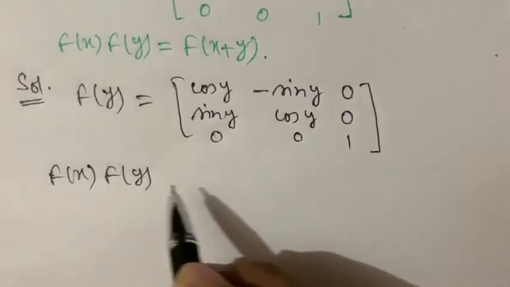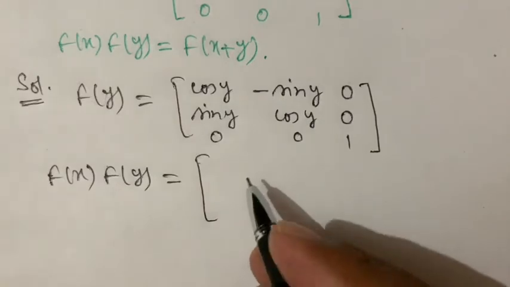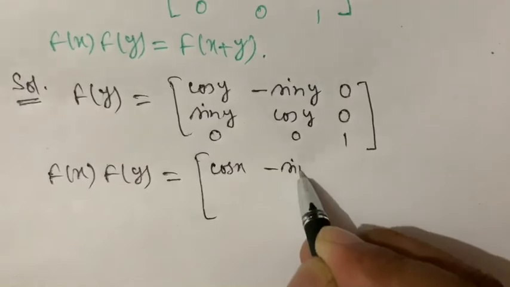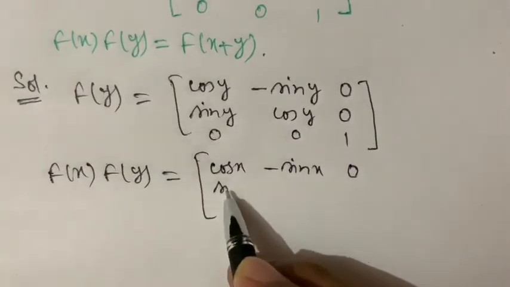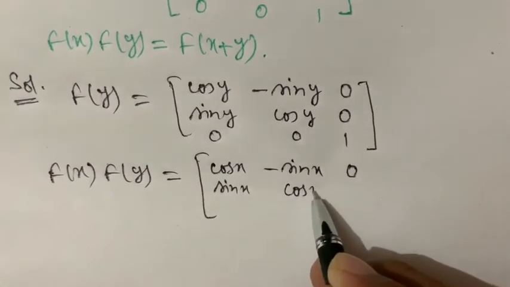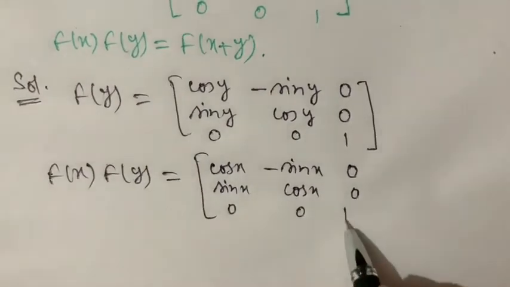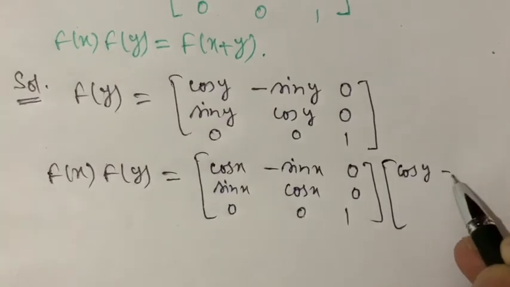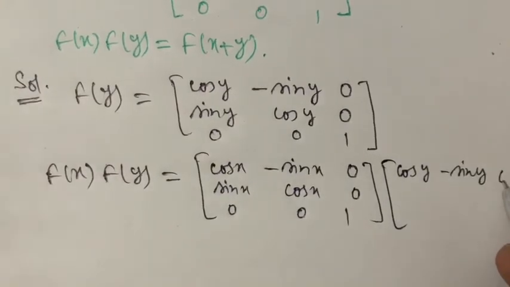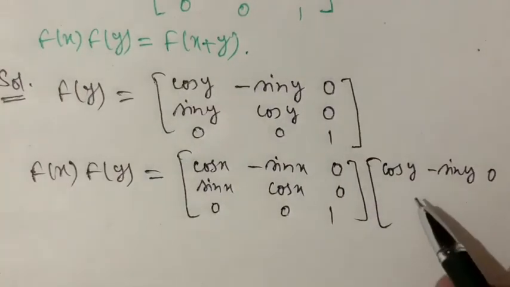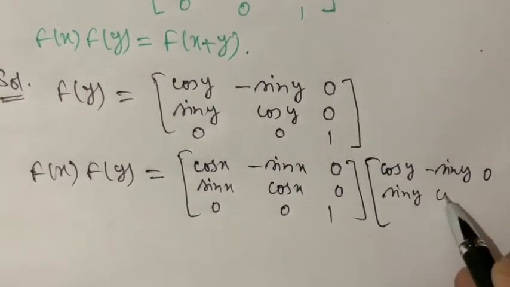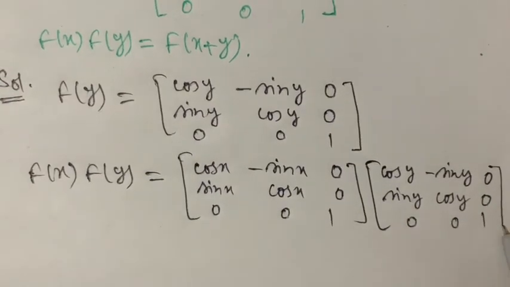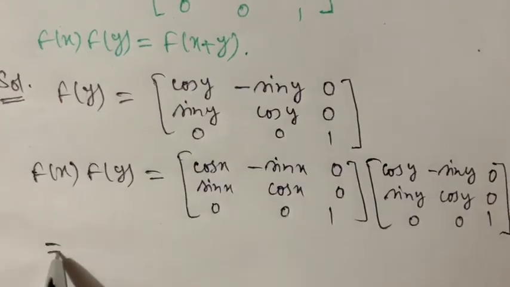So it will be f(x) into f(y), and we will have cos x, minus sin x, 0, sin x, cos x, 0, 0, 0, 1, and here it will be cos y, minus sin y, 0, sin y, cos y, 0, 0, 0, 1. Then we will multiply them.